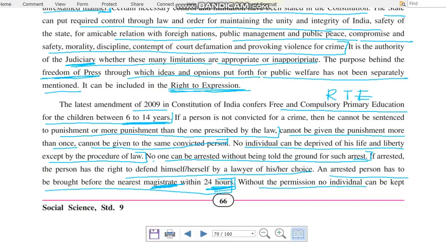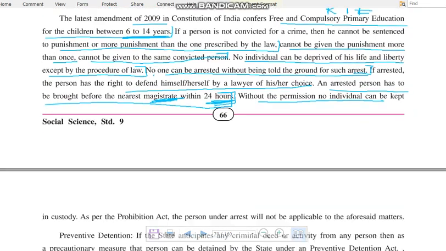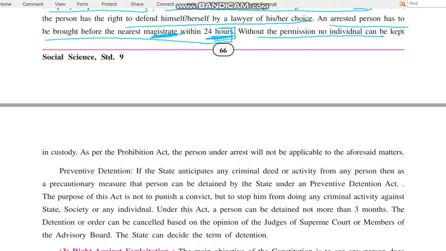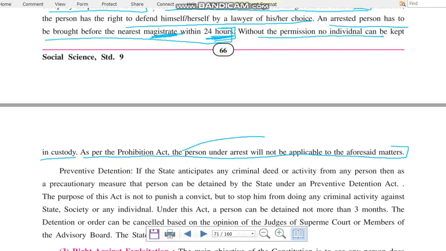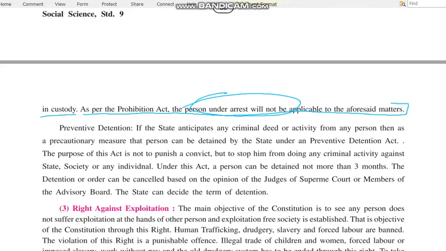Without permission, no individual can be kept in custody. No person can be kept in custody. As per the Prohibition Act, the person under arrest will be applicable for a forest matter. But for those people who are under such arrest, these rules don't apply to them.